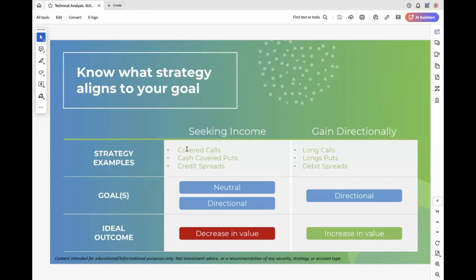You want to be able to buy it to close at a lower price. That's normally seeking income at a high level. Of course, not all encumbersome, but that's what you're looking for. On the other end, you're looking to gain directionally.